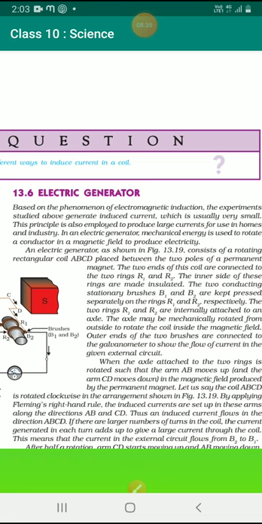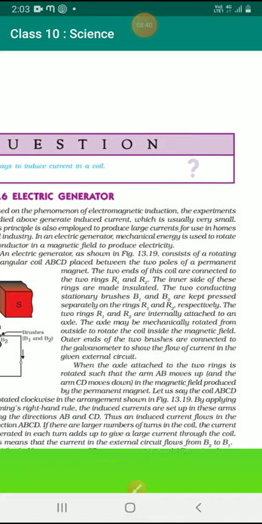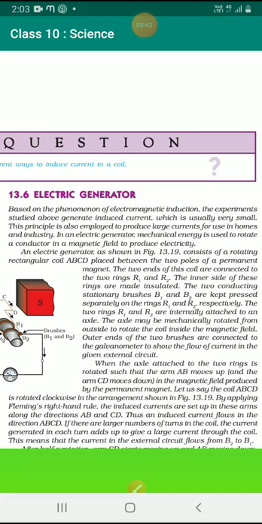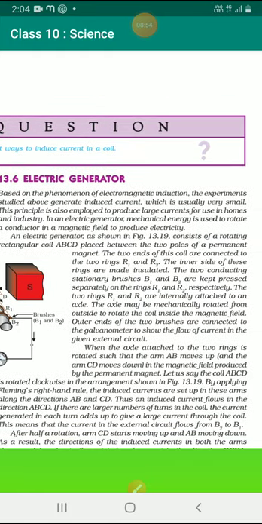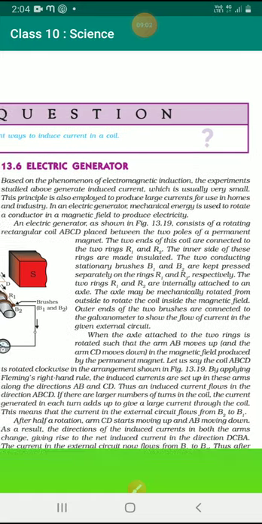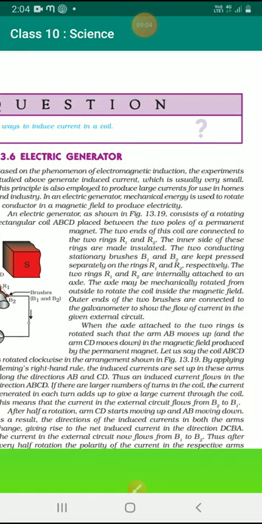Got it. An electric generator, as shown in the figure, consists of a rotating rectangular coil ABCD. We have discussed that ABCD is a coil placed between the two poles of the permanent magnets, which are south and north, right? The two ends of this coil are connected to the two rings, which are R1 and R2, full rings. The inner sides of these rings are made insulated. The two conducting stationary brushes, which are nothing but B1 and B2, are kept pressed, meaning touched, separately on the rings R1 and R2 respectively.